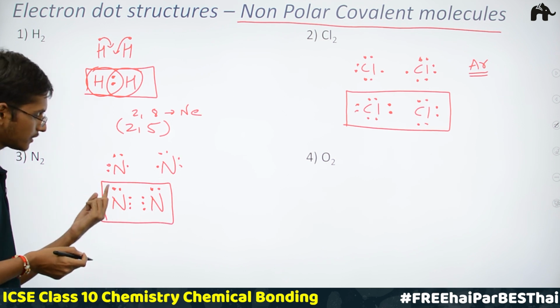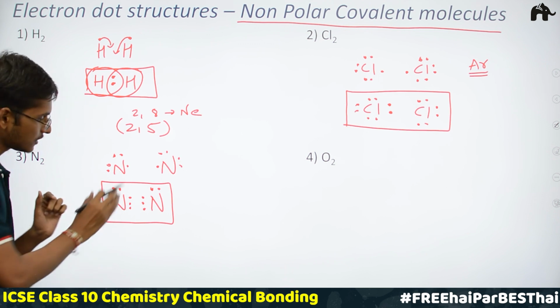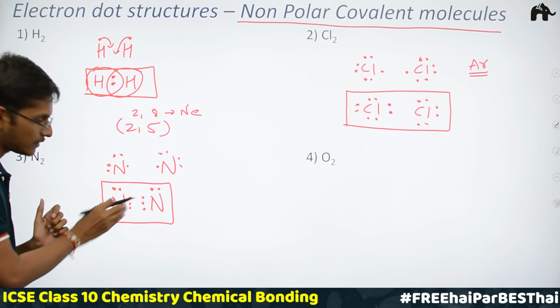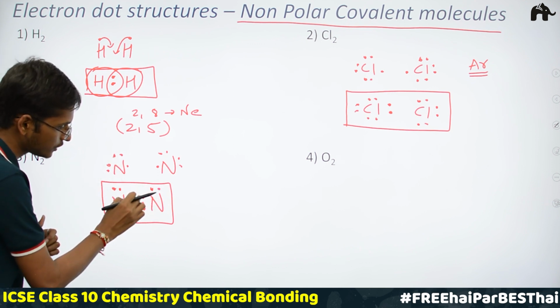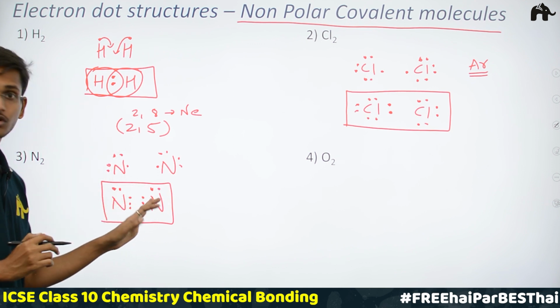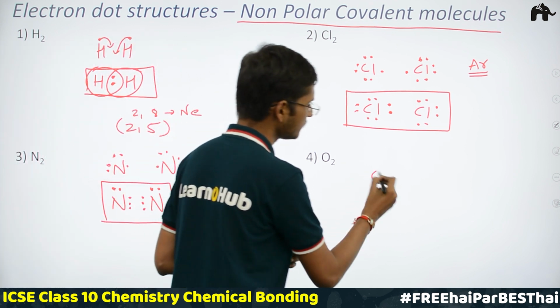Simple. Now check it. 1 2 3 4 5 6 7 8. I have told you to count the shared pairs as well for that particular atom. So it has attained octet. Same here, 1 2 3 4 5 6 7 8. So it has also attained octet. Clear? Now oxygen's case, same way.